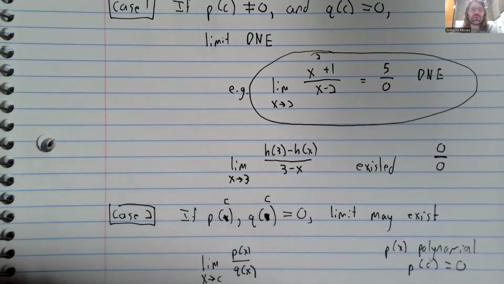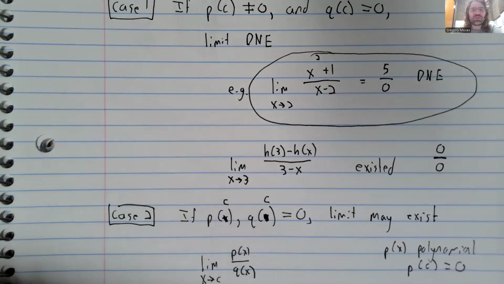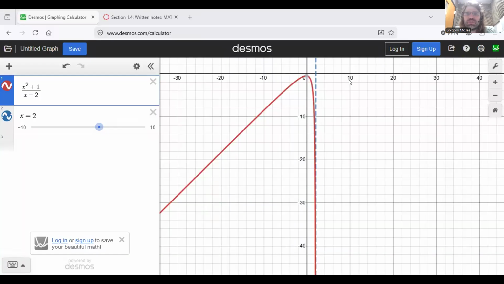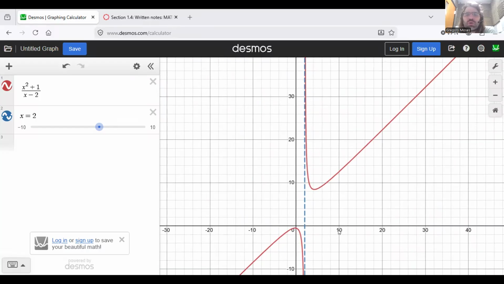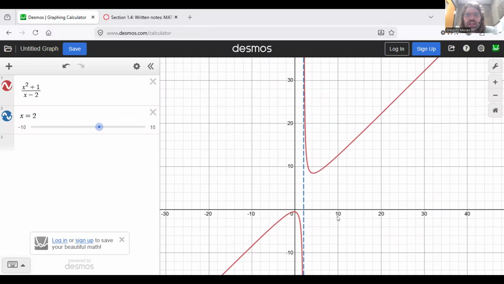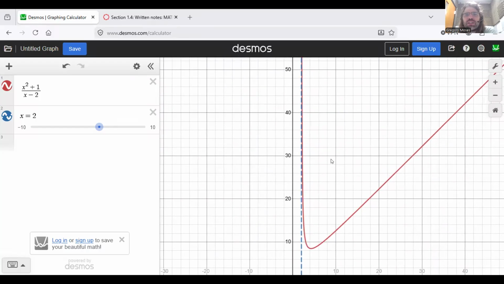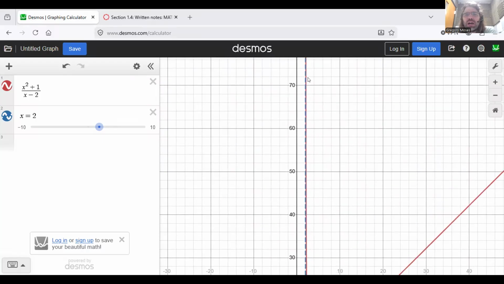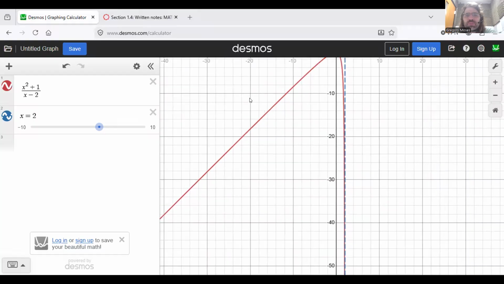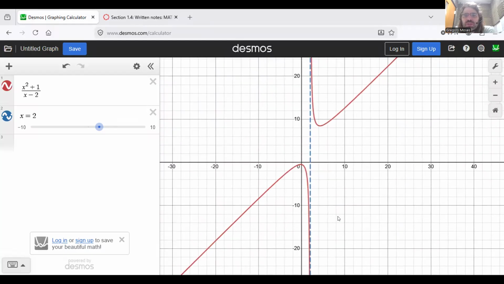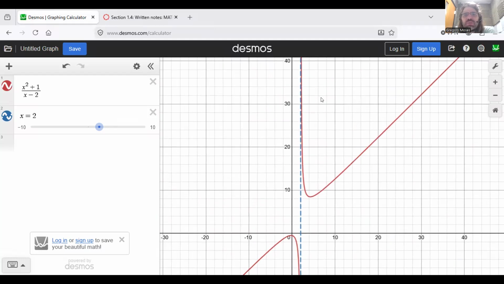And then we went over to Desmos, and we said, well, what's going on here is that 2 is a vertical asymptote. As we approach 2 from the right, the function is crawling up the graph. As we approach 2 from the left, the function is crawling down the graph. And all this video is just a bit of notation.